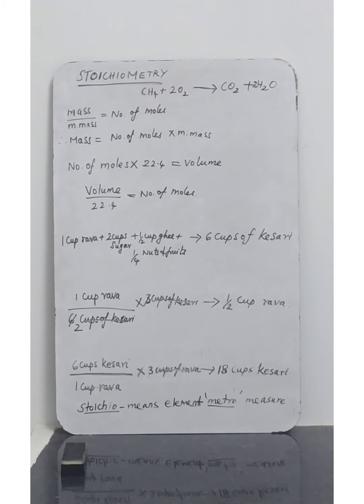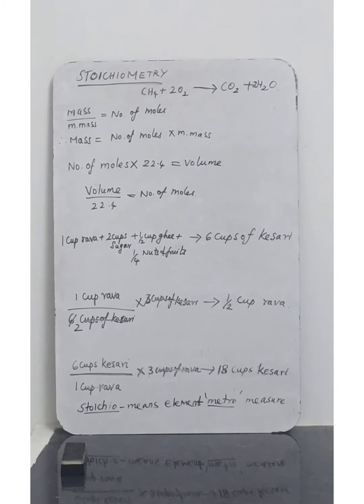What is meant by stoichiometry? It comes from the Greek word stoichio. In Greek, what is the meaning of stoichio? It means element. Metro means measure. So measuring the quantities, or the numerical relationship, between the reactants and the products in a balanced chemical equation is called stoichiometry. Understood? So it is a method of balancing the chemical equation.